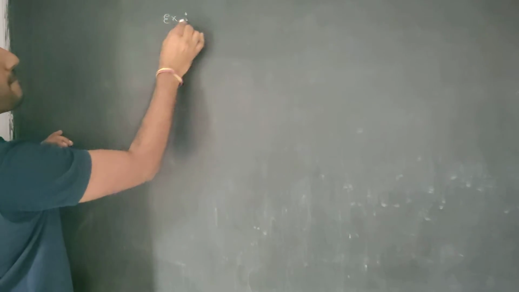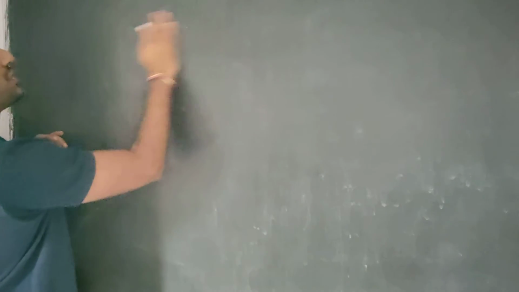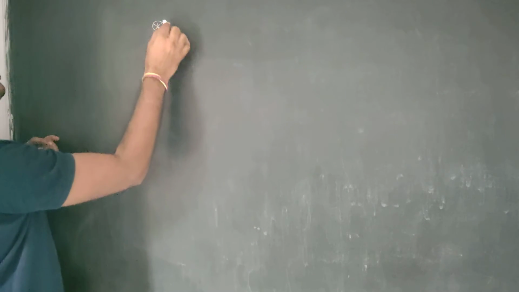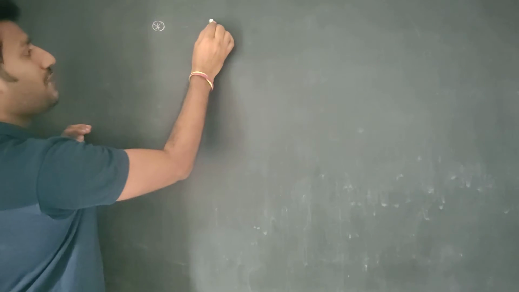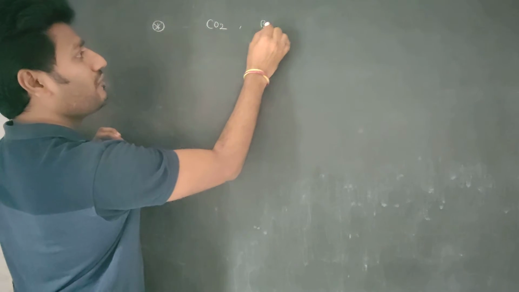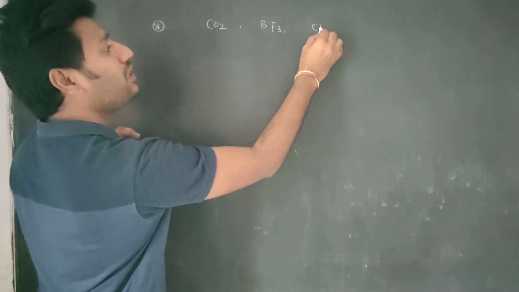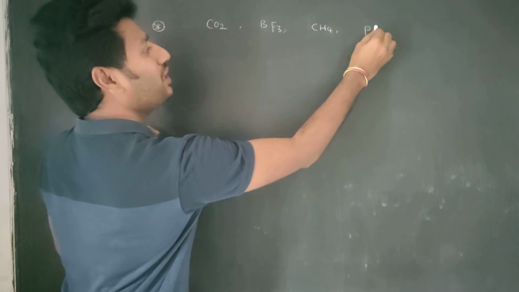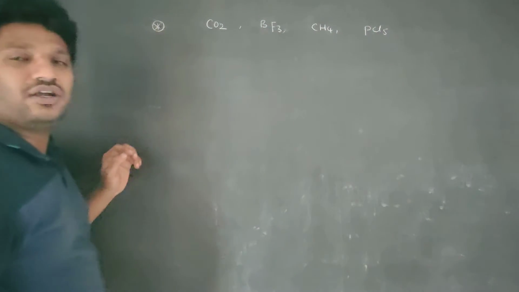Applications like that. In applications we have to find cis-trans isomerism, percentage of ionic character, and dipole moment of molecules. Take one example. First application: the dipole moment of CO2, dipole moment of BF3, dipole moment of CH4, dipole moment of PCl5. So these are the different compounds.